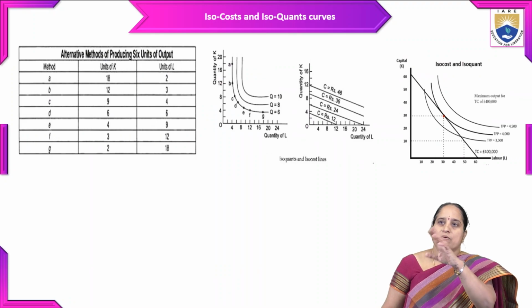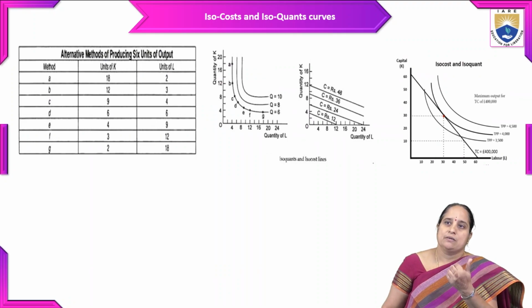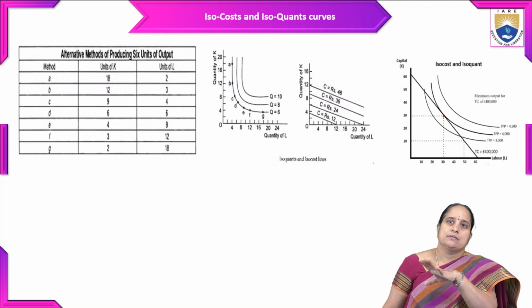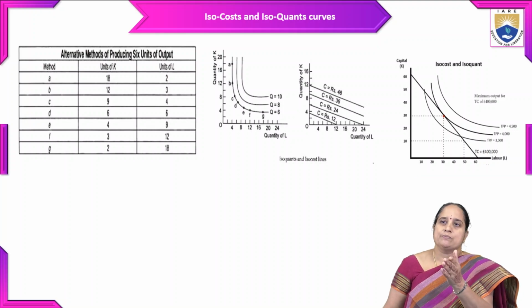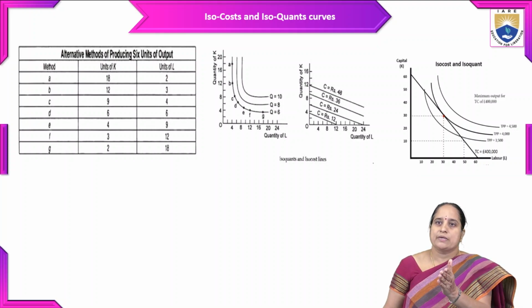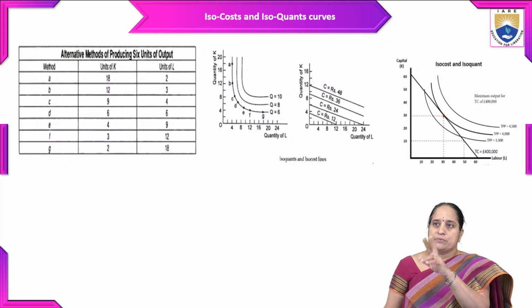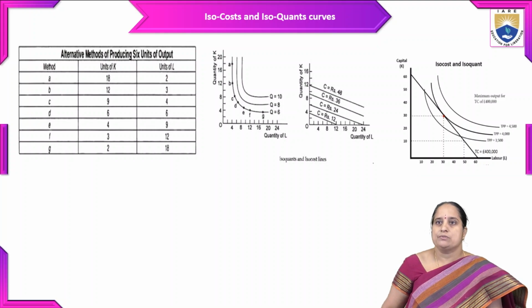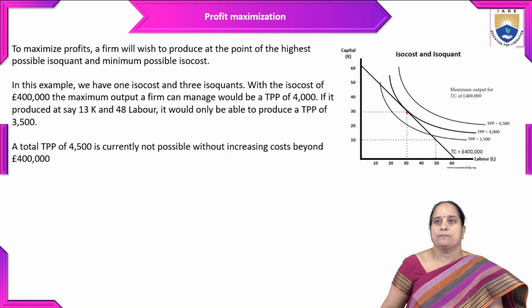So the same thing we have projected in this graph, whatever data we have taken to represent isocost and isoquant. We have taken different types of methods, units of capital and units of labor, and different proportions. Based on that, we have different types of curves, and the cost line also may vary from one proportionate value combination to another one.